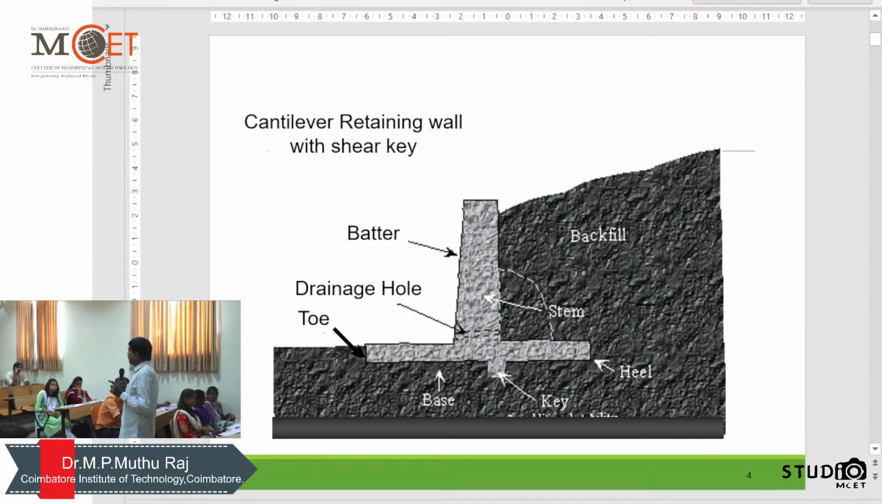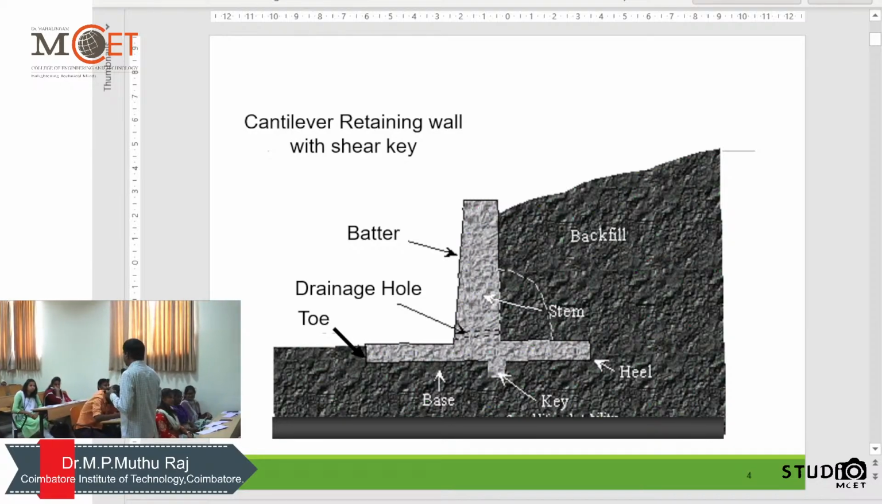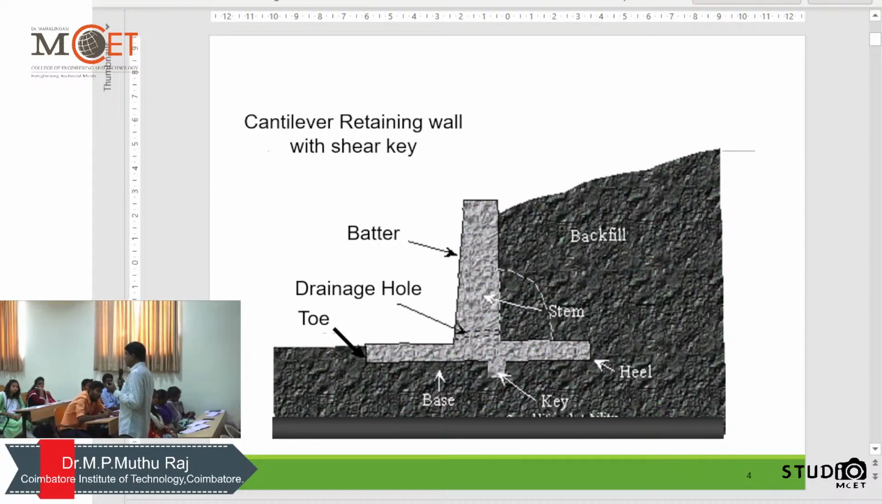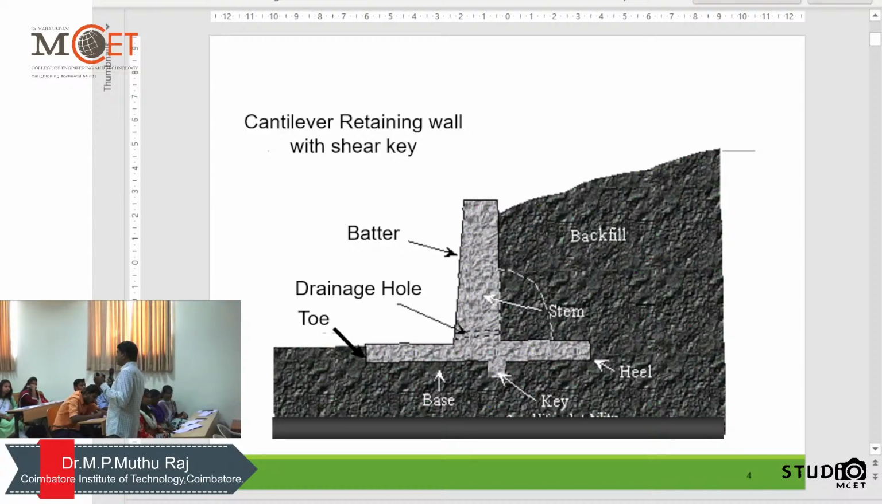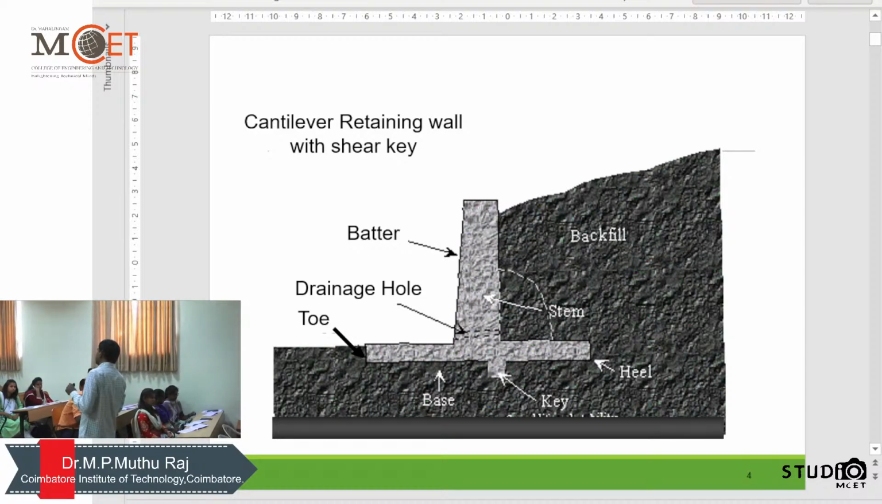Then when the height is more and more, it's very difficult for us to go for the construction of the cantilever type retaining wall. We'll be introducing beams. When the beam is introduced on the tension face, it is called a counterfort type. When the beam is introduced on the compression face, it is called a buttress type. So these are the popular retaining systems.